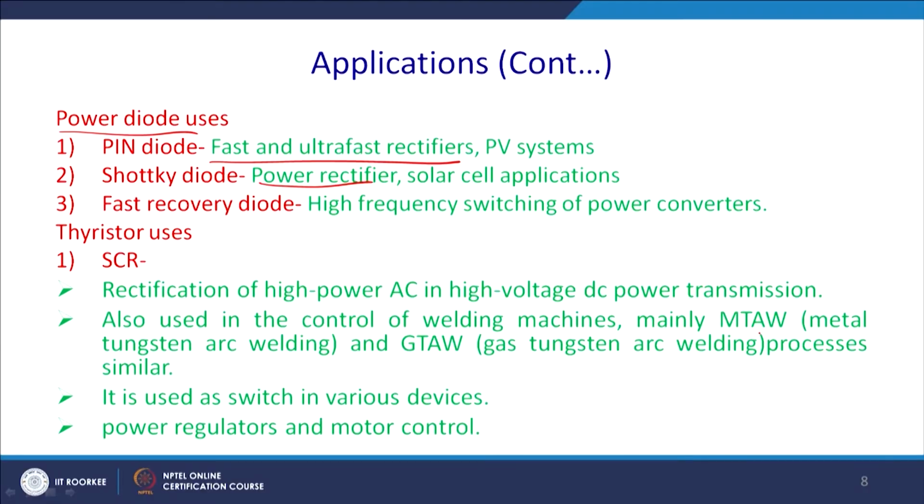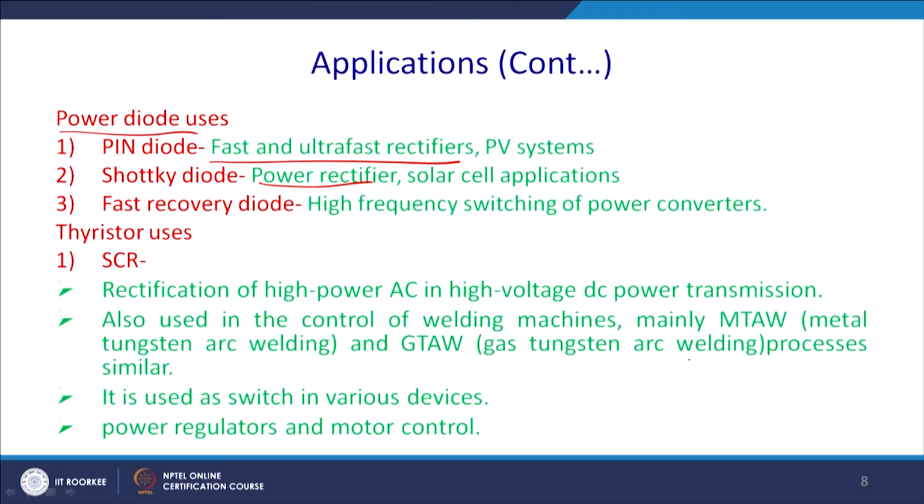Thyristors are mostly used in high power rectification, rectification of high power AC in high voltage DC power transmissions. In railways, suburban trains still use high voltage rectifiers. They are used to control the welding machines, mainly metal tungsten arc welding and gas tungsten arc welding, this kind of thing. It finds its applications there.